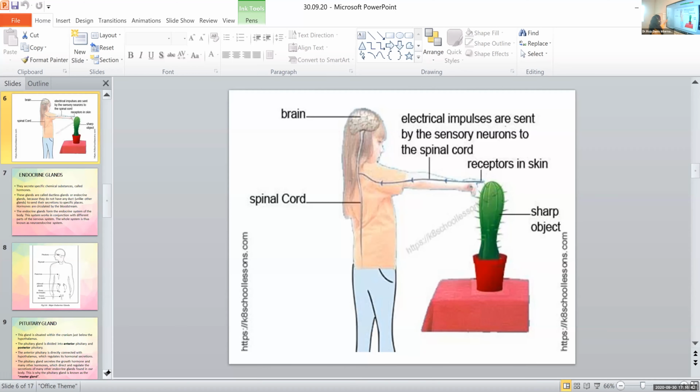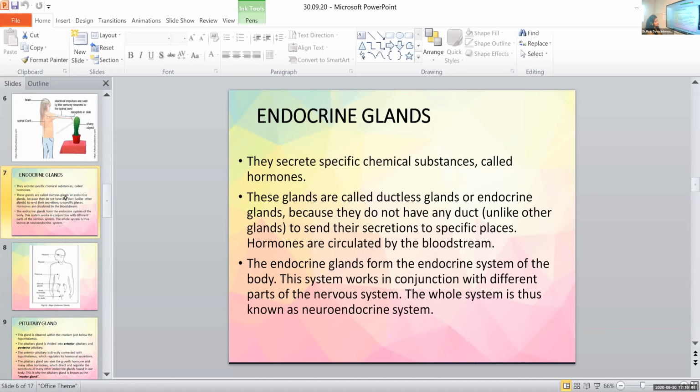Now we move on to the next topic, that is endocrine glands. Do you know what a gland is? Have you heard about the term gland? No? Everybody looks so blank. Yes or no? No. Okay. Endocrine glands are a set of glands.